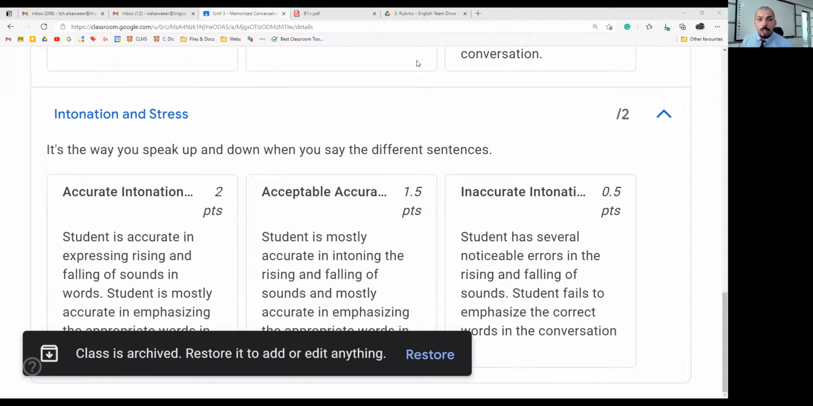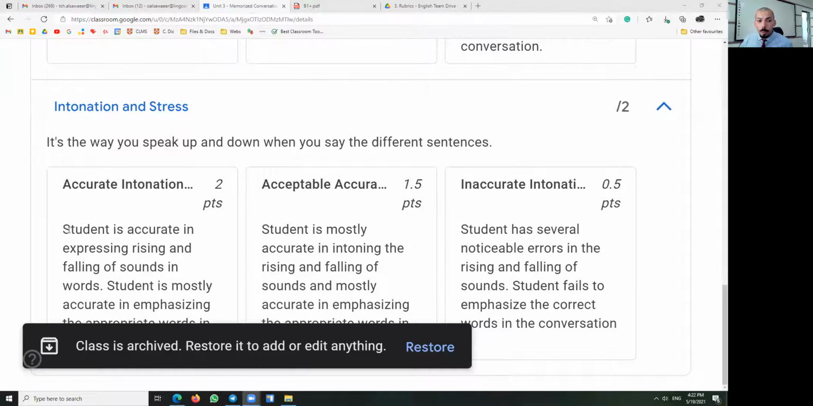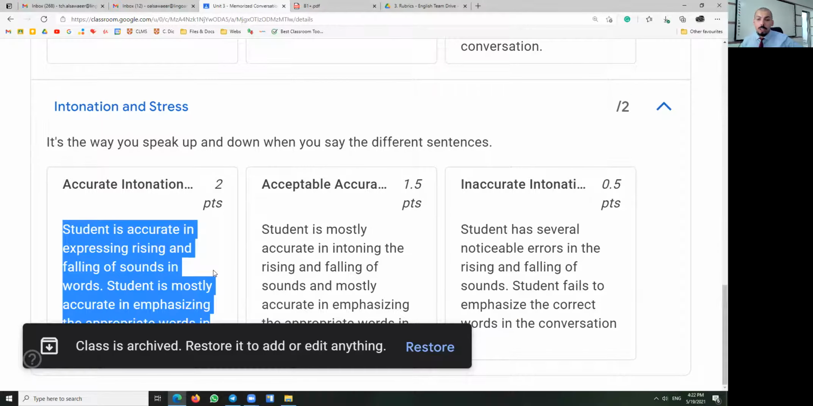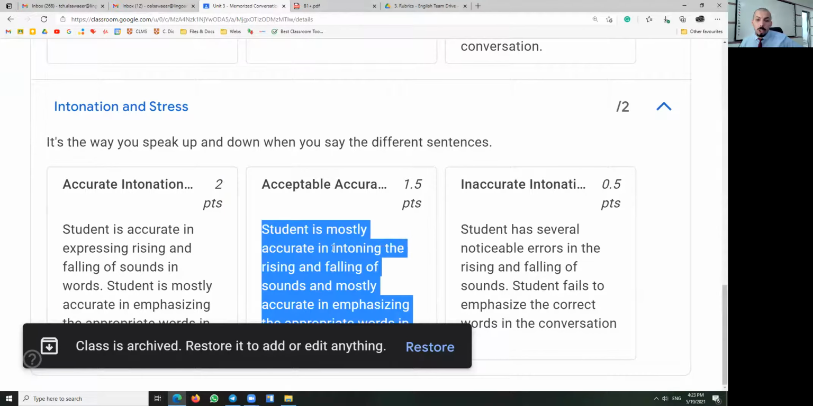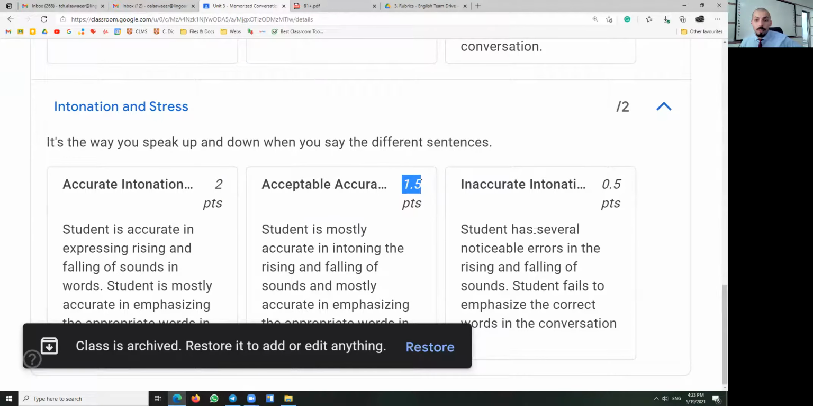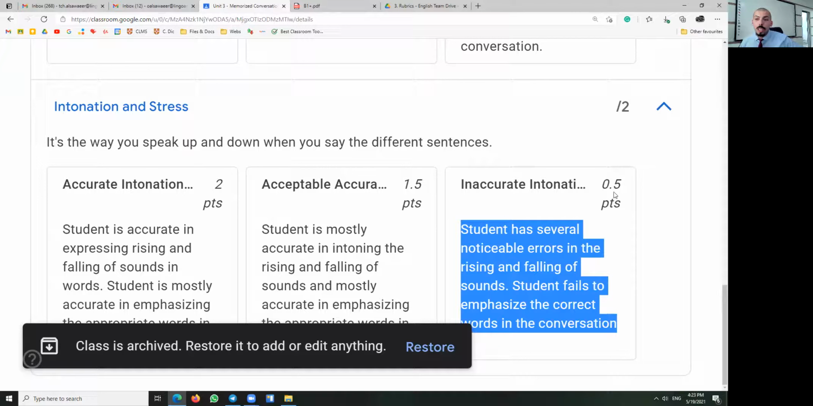Now, stress is the strongest syllable in the word. In Arabic, we would call it shadda. This is what we mean by stress. If you don't have a problem with intonation or stress and you are saying them correctly, you will take a full mark, which is 2 points. If you have some issues, you will take 1.5. If you have a lot of issues, you will take 0.5. So you need to be careful because this is a very important thing.